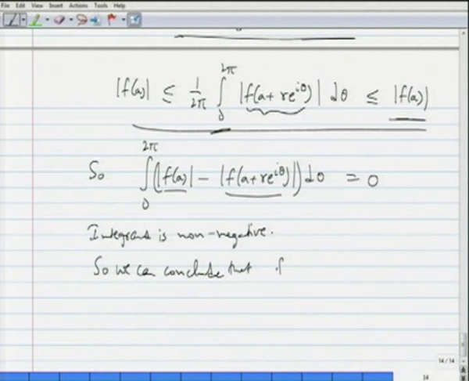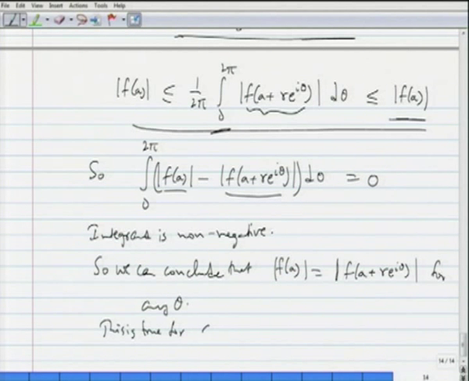So modulus of f of a is equal to modulus of f of a plus r e power i theta for any theta. Now, this is true for any r naught such that 0 is less than r naught strictly less than r. So we conclude that the modulus of f is constant on the whole disk B(a, r).